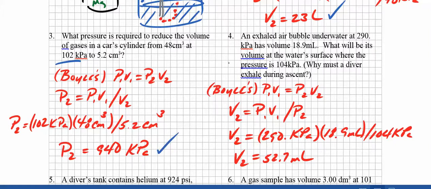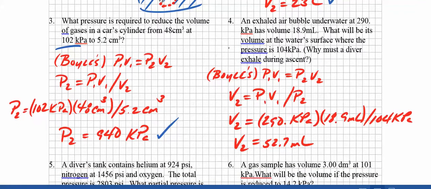Let's look at number 4. It says, or for the third one, I'm sorry, let's look at number 4. It says an exhaled air bubble underwater at 290 kilopascals has a volume of 18.9 milliliters. What will be its volume at the water surface where the pressure is 104 kilopascals? And why must the diver exhale during the ascent?